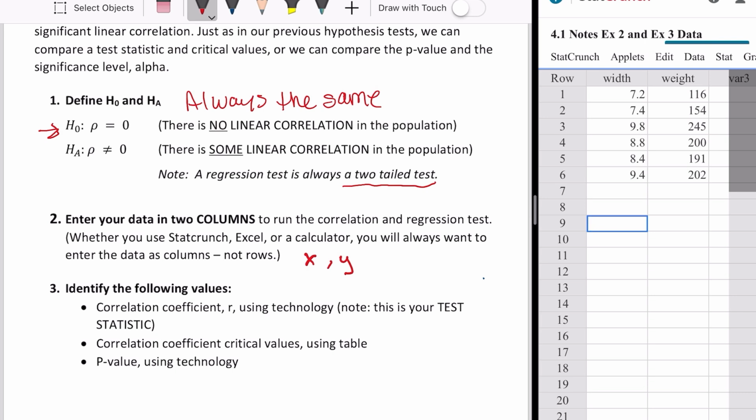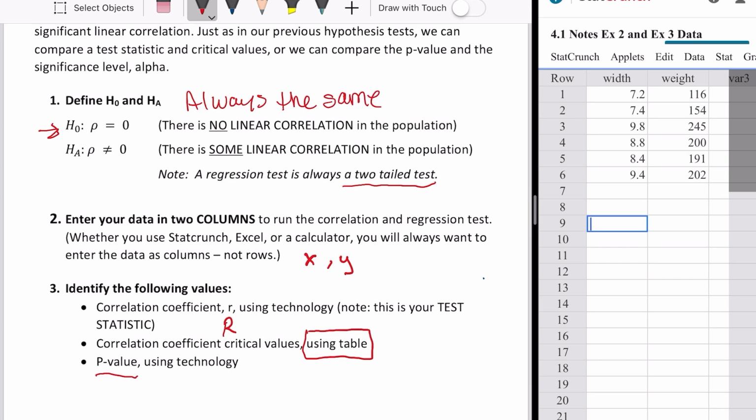And then you want to identify the following values. You're going to get your correlation coefficient R using technology, and again, that's a capital R in StatCrunch. We actually have to use a table this first time to get our critical values. I wish StatCrunch would do that, but it doesn't have that option. So we're going to show you how to use the table. And then we can also get a p-value using technology.